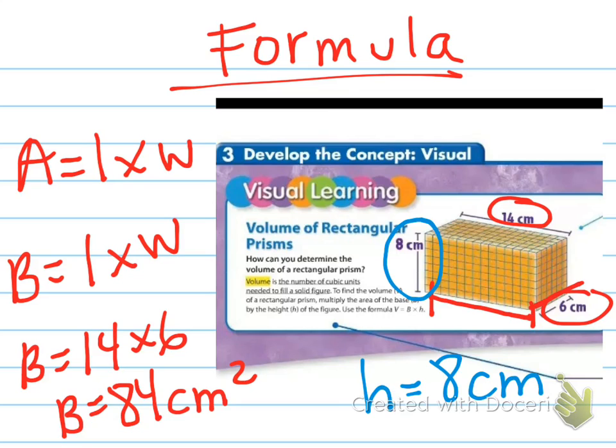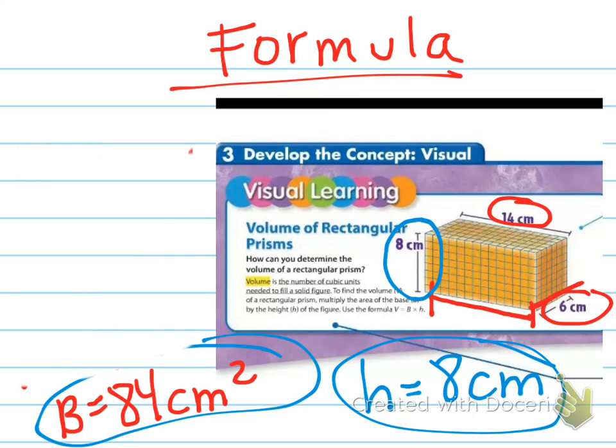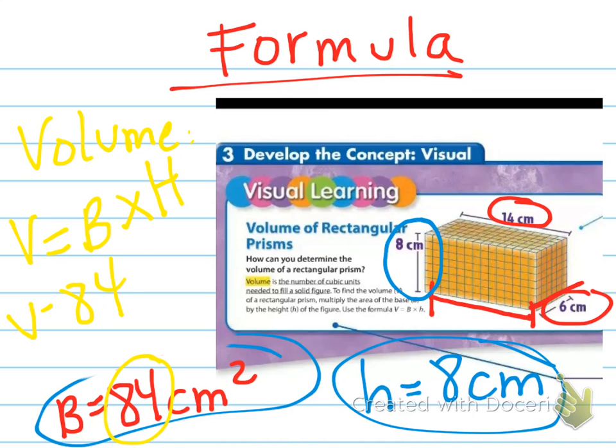For the formula on how to solve volume, we're going to use the number from the base and the number from the height. I'm going to erase some information here so I have some room, and get ready to write the formula for volume. I'm going to use yellow here. To find volume is V equals base times height. V equals B times H. What is B in this case? 84 times, what is the height? 8.